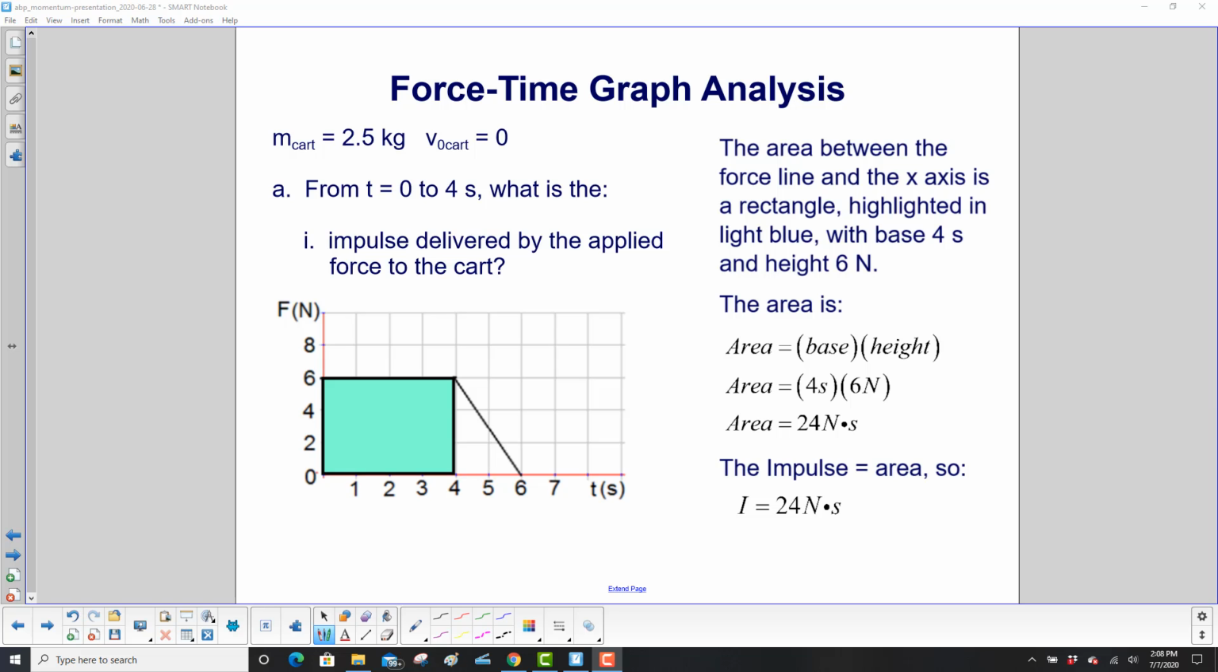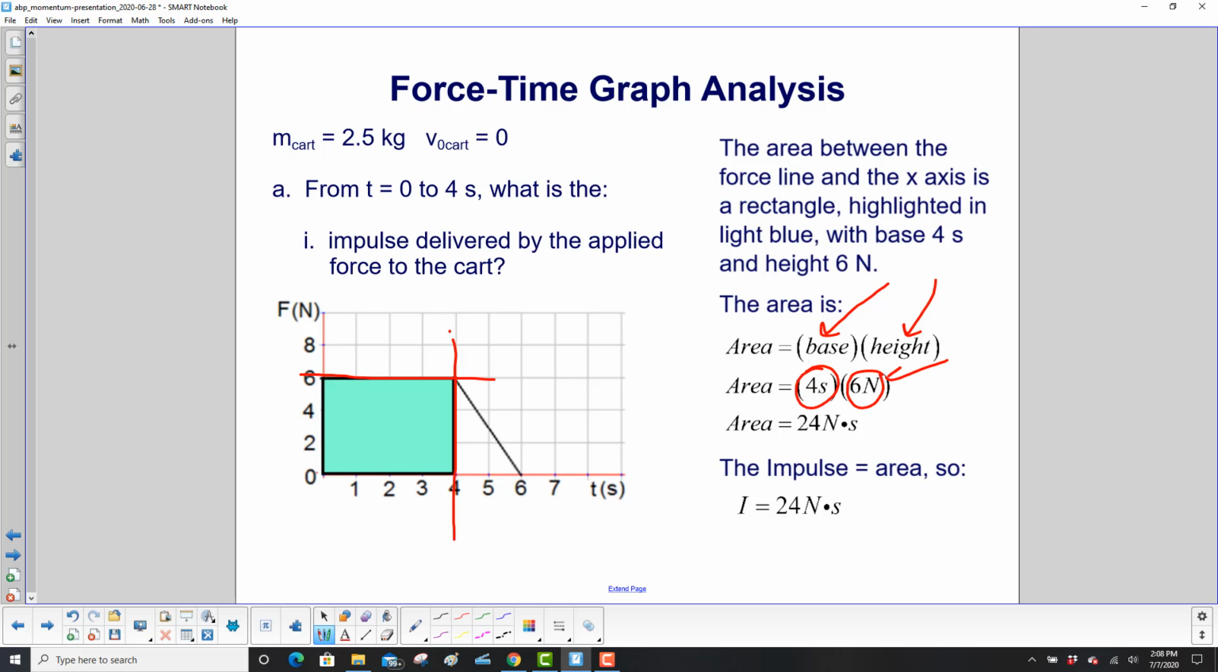So let's do the first part to find the impulse. We want to go from 0 to 4 seconds. So we mark off our 4 seconds here, and we bound it by the force. And we've already said the area under that, or within that section, is going to be the impulse. So what do we have? We have a rectangle. The base is 4 seconds. See how we write the units there? And the height is 6 newtons.